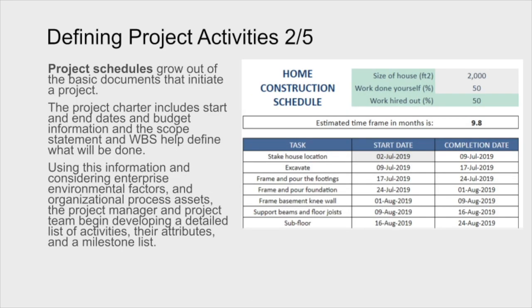In terms of project schedules, a schedule grows out of the basic document that initiates a project. The project charter includes start and end dates, budget information, the scope statement, and the work breakdown structure, and this helps define what needs to be done. So using this information and considering enterprise environmental factors and organizational process assets, the project manager and the project team will begin developing a detailed list of activities, their attributes, and the milestone list.